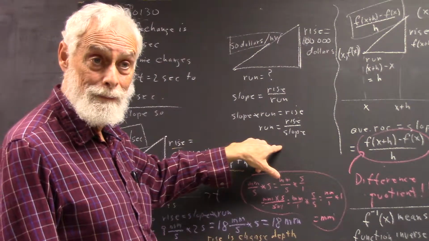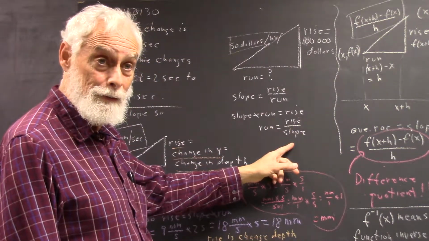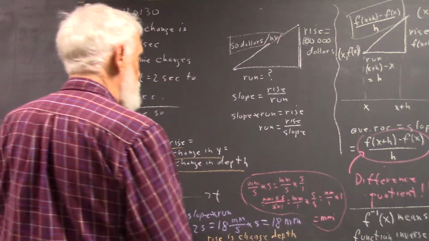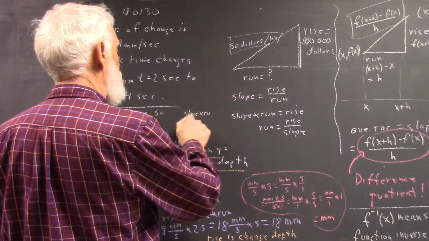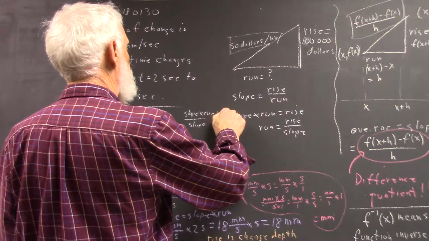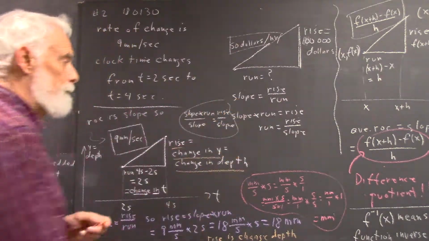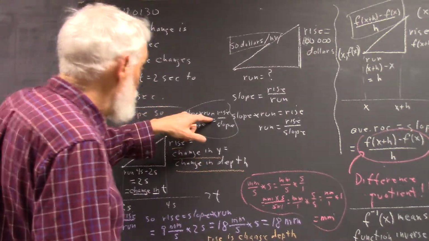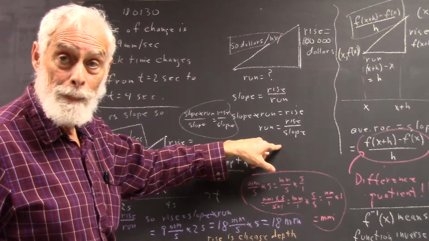You said multiply both sides by slope? We divided both sides by slope to get this. If you have slope equals rise over run, you get slope times run over slope equals rise over slope. So when you divide this out, you're left with run equals rise divided by slope.